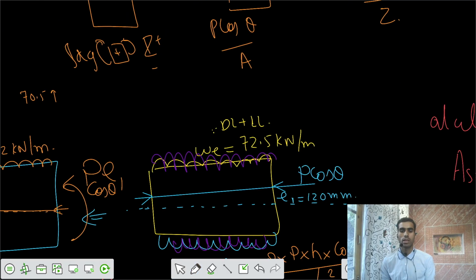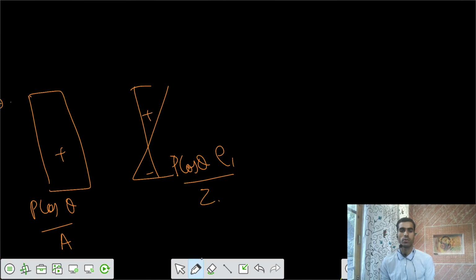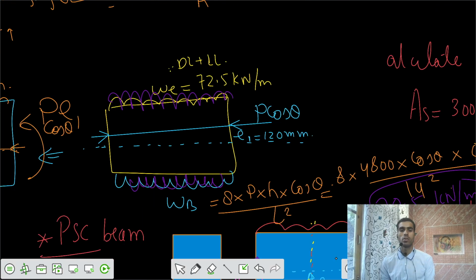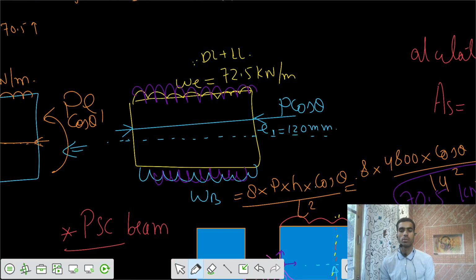And there is one more thing, that's the UDL. Because the UDL is downwards, a sagging moment would be developed. So top compressive, bottom tensile, with some value of M5 net, we can call it M5 net divided by Z. So we need to calculate the moment at the 5 location.